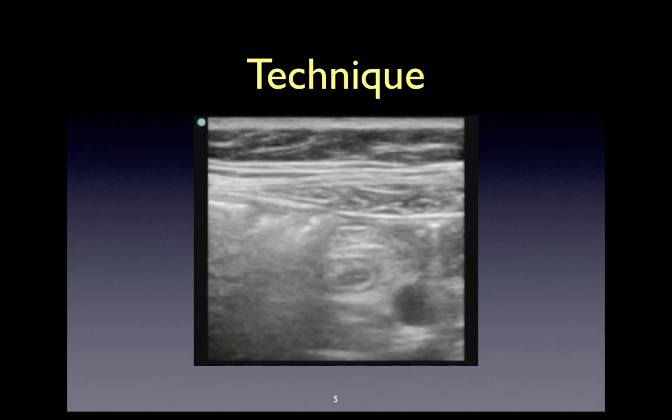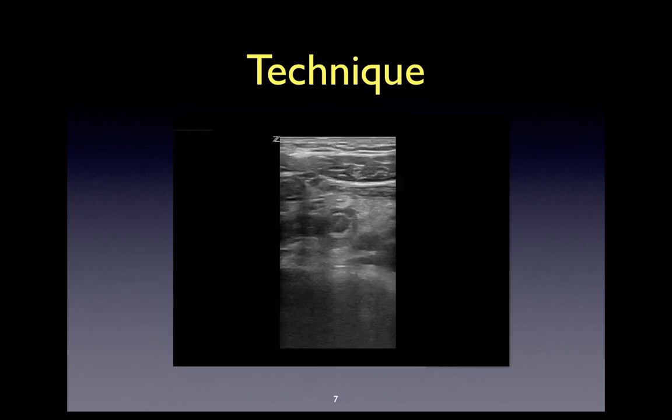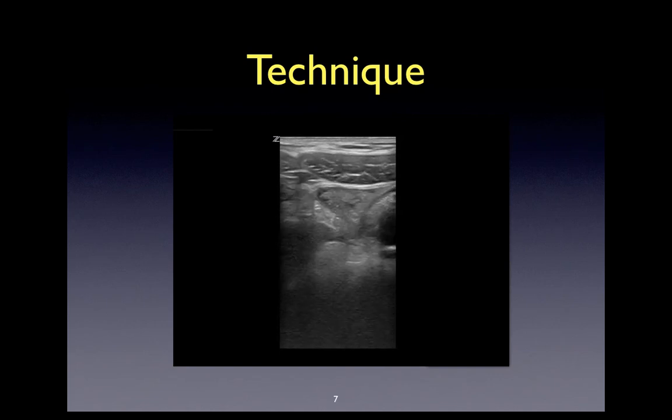In this example, we can clearly see the appendix overlying the psoas muscle at the level of the iliac vessels. Here is a beautiful example of an appendicitis. Note the targetoid appearance that the appendix will take in cross-section.